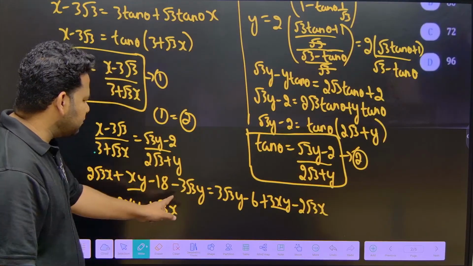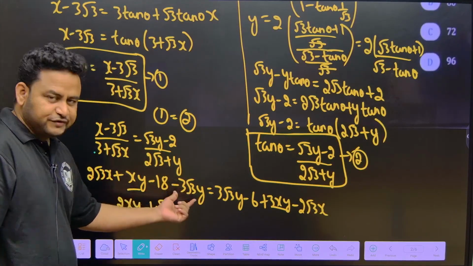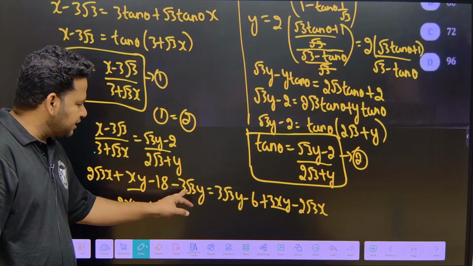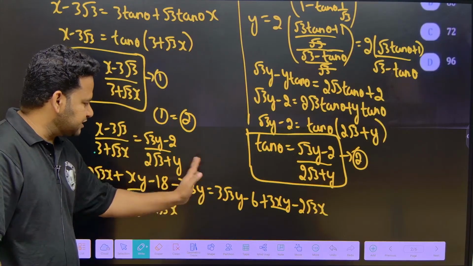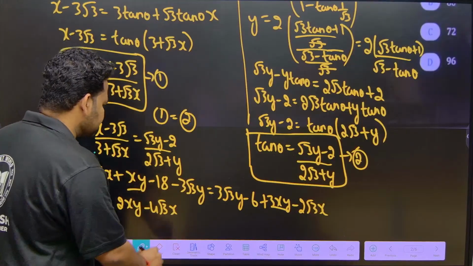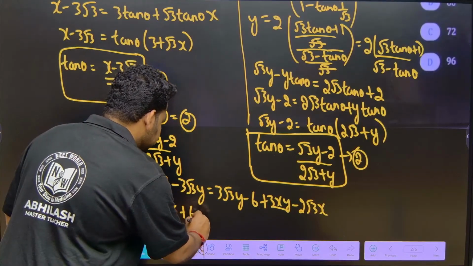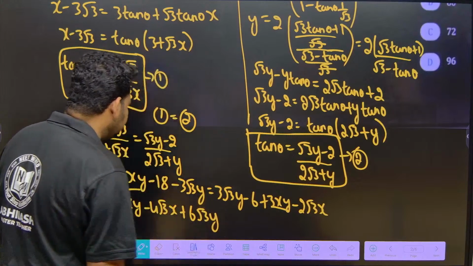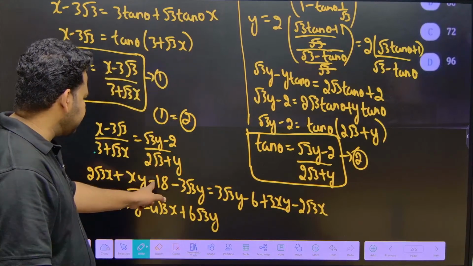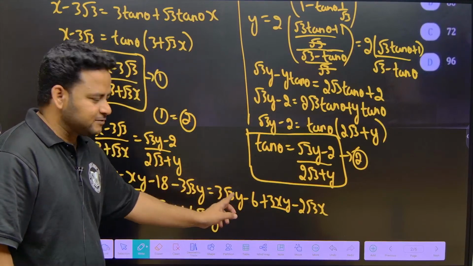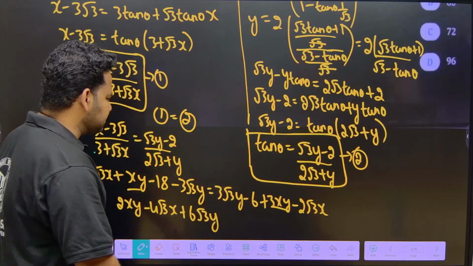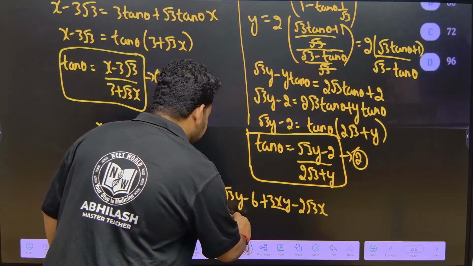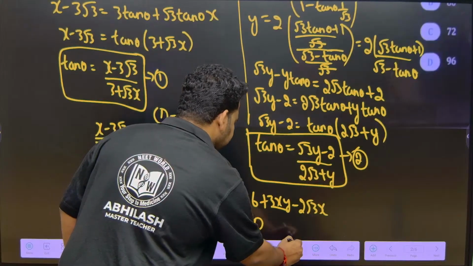Now what about this one? Coefficient of y, minus 3 root 3 y, here it is plus 3 root 3 y. If I send it that side, I will get plus 6 root 3 y. Here I am having minus 18. If I send it that side, I will get minus 6 plus 18, that is plus 12 is equal to 0. This is what I have, friends.